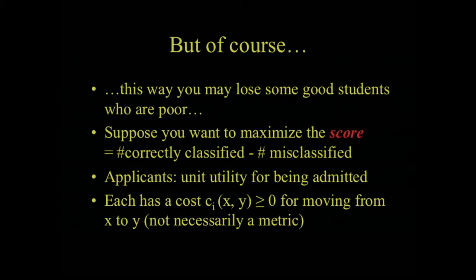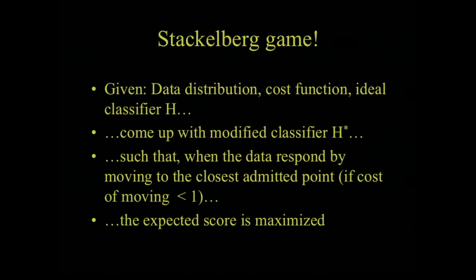You want to maximize the score, which is the number of correctly classified points minus the misclassified points. Suppose that the applicants have unit utility of being admitted. Each has a cost c_i(x,y) for moving from point x to point y. They can move themselves in the statistical plane, but they have to pay, and it's not necessarily a metric. So it's a Stackelberg game, obviously.